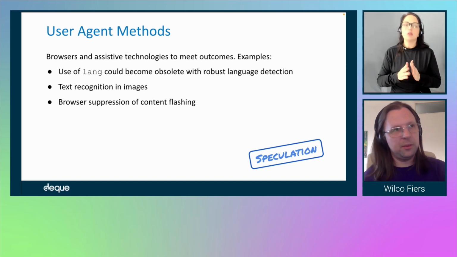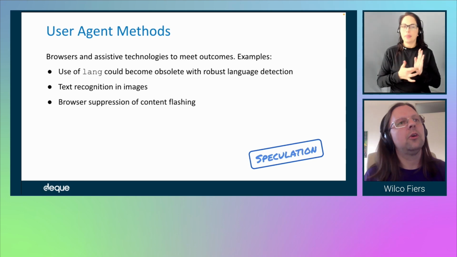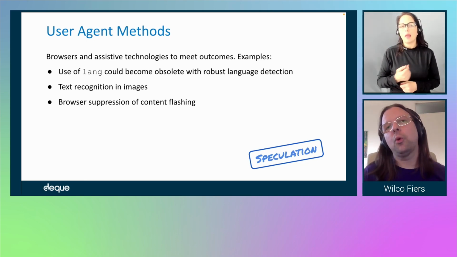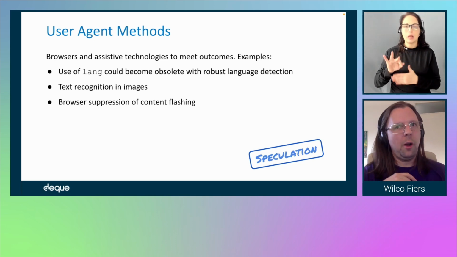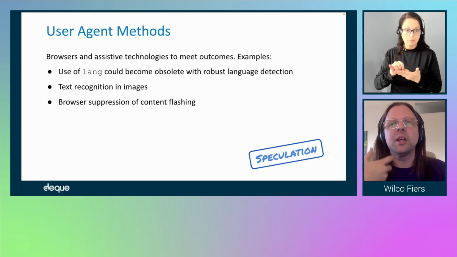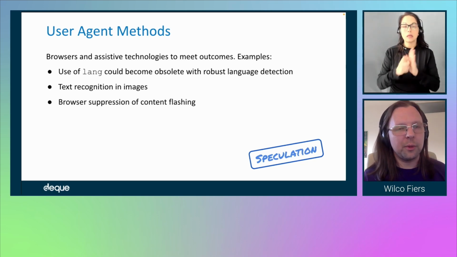Recognizing text in images is another example of that. The technology does already exist. It just needs to get a little better. And suppressing content flashing is another one. Browsers might be able to do that. It might be a feature that you need to enable, but if browsers can do that, content authors may not need to work on this so much anymore.